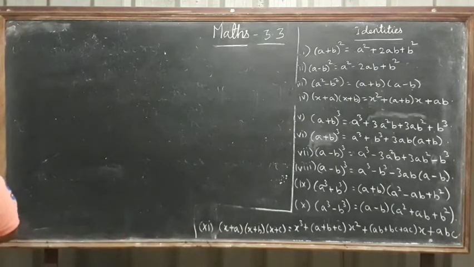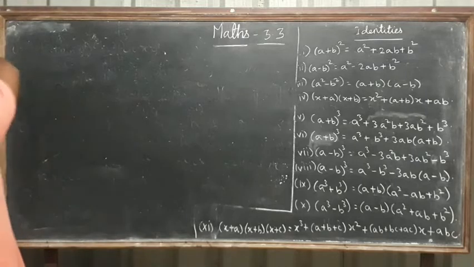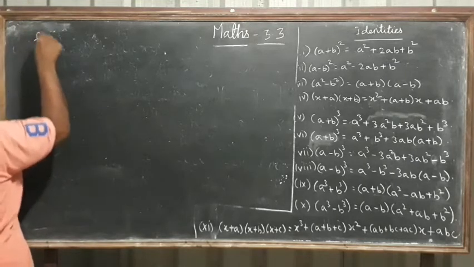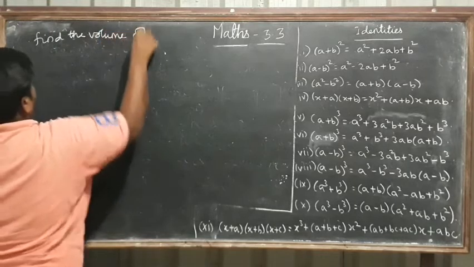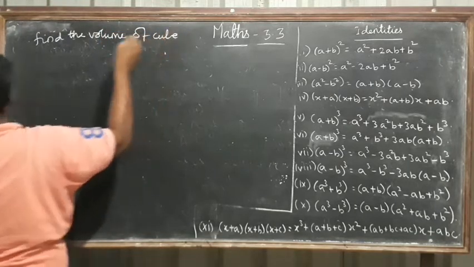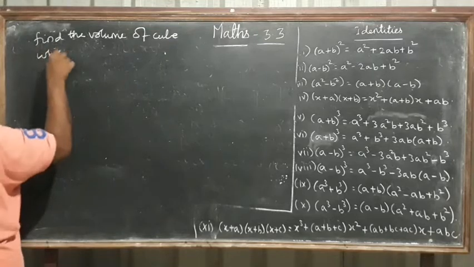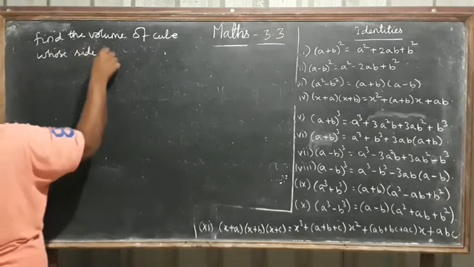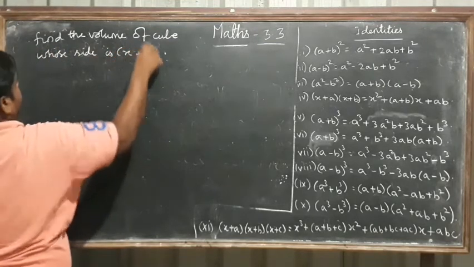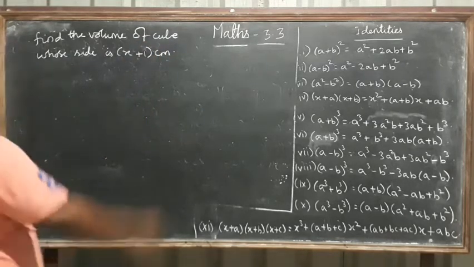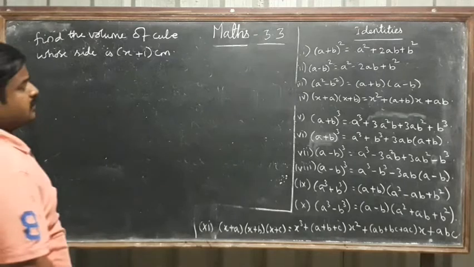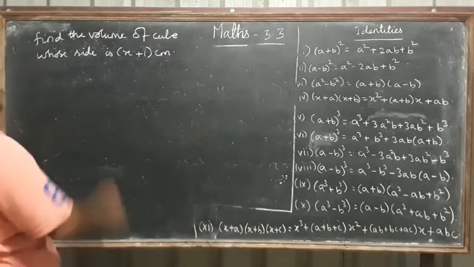Next, sum number 5. Find the volume of a cube whose side is x plus 1 centimeter. So this is given as the side, isn't it? So what is the formula for the volume of a cube?